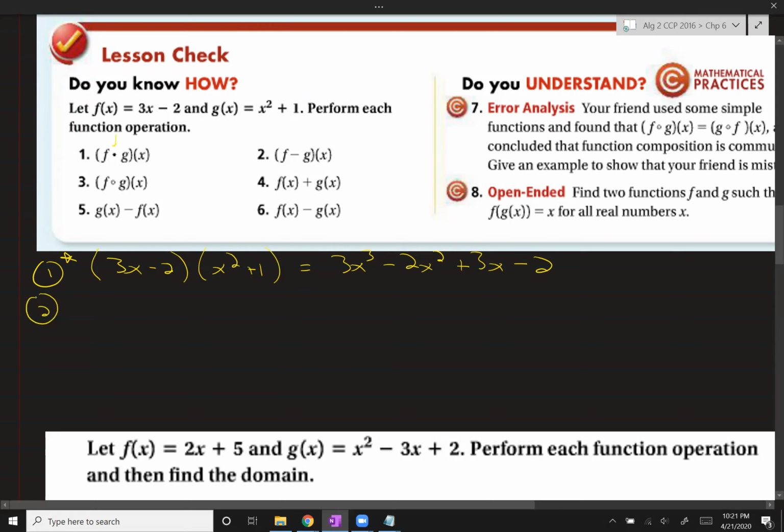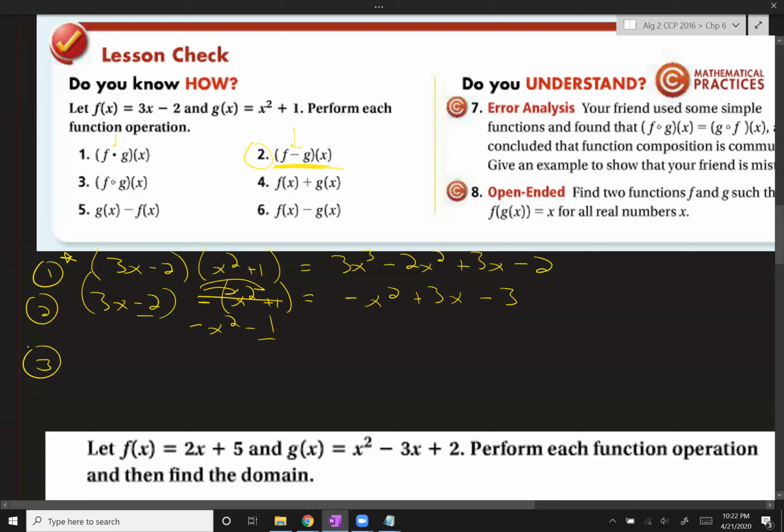Number 2. So notice a change in notation. This time we want to subtract. Remember, anytime we want to subtract or add functions, we typically want to use parentheses just to help with distributing. We do want to start with f of x, so 3x minus 2 minus x squared plus 1. While I do this, I'm thinking about distributing the negative, so it becomes negative x squared minus 1. So negative x squared is my first term. The 3x is positive, and now I have negative 2 and negative 1 to get negative 3 as a final answer.